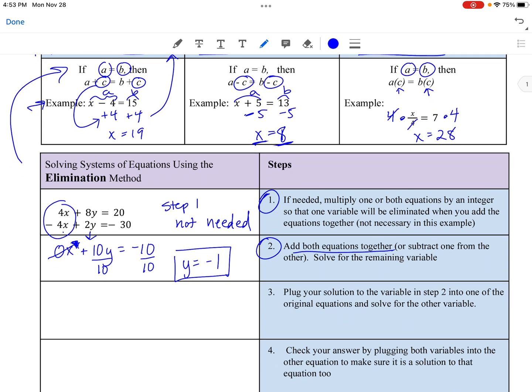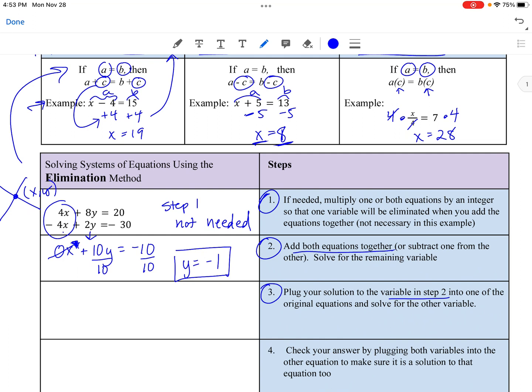All right, so we have solved for part of our solution. Our solution is an x and a y. It's the point where, if we were to graph these two lines, the coordinates of their point of intersection. So we have the y. Now we're going to use step 3. We're going to plug our solution to the variable in step 2, in this case y, into one of the original equations and solve it.